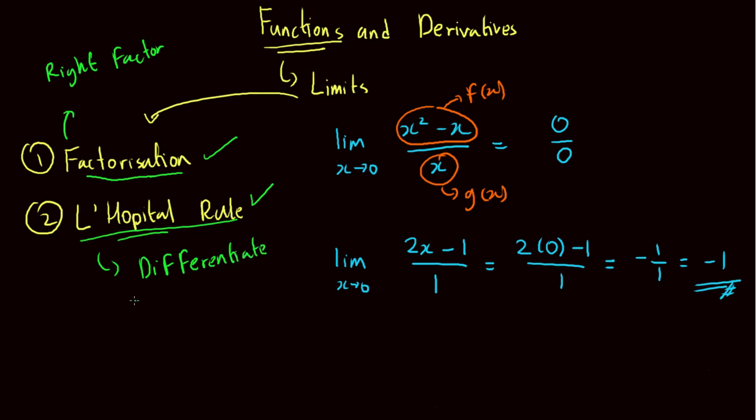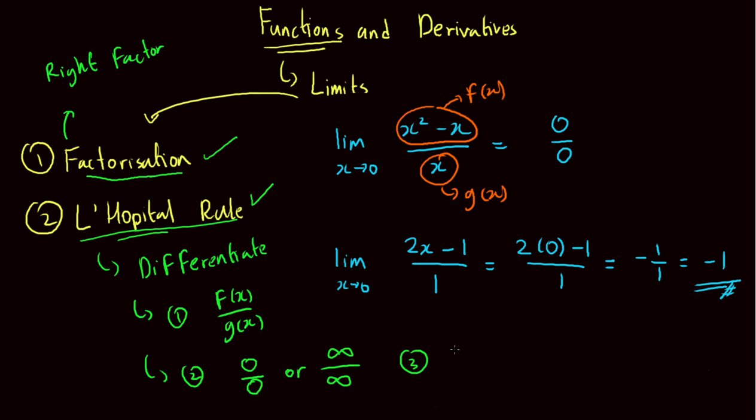There are 3 important things you have to make sure of. Number 1, you need to make sure your function is in the form of f(x) over g(x). Number 2, the original limit must be either 0 over 0 or infinity over infinity. If your function ends up being 1 over 0 or infinity over 0, it becomes other indeterminate forms, then the rule is not applicable, not valid.